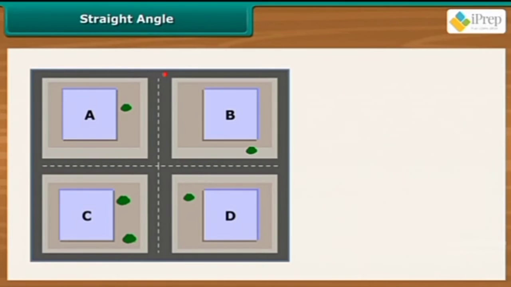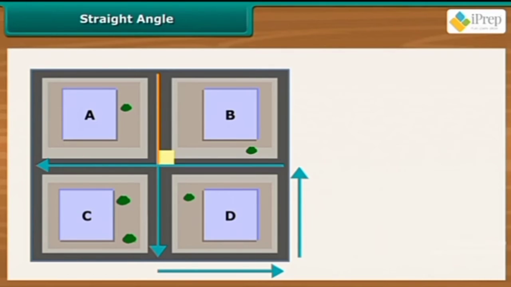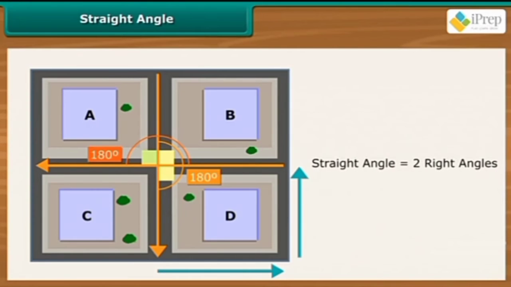Straight angle. Let us look at the second route that Rajiv takes for jogging. He jogs from pocket A to pocket C, turns left, jogs to pocket D, turns left again, jogs halfway towards pocket B, turns left once more, jogs to pocket A. When Rajiv jogs from pocket A to pocket C, he covers 2 right angles. In other words, he covers a straight angle of 180 degrees. Rajiv covers another straight angle in this jogging route. Can you identify it? Yes. When he jogs from pocket B to pocket A, he covers another straight angle.